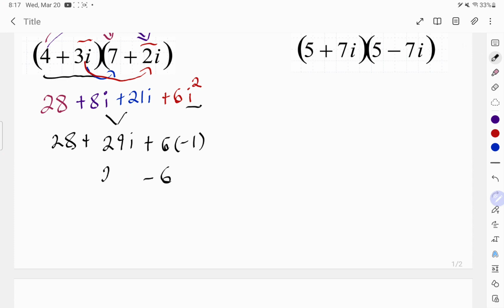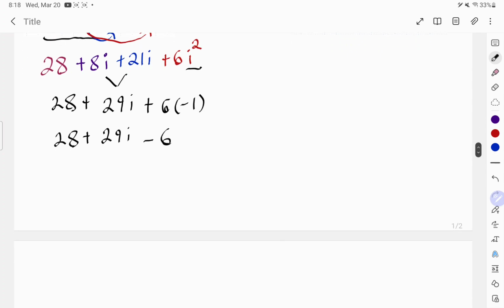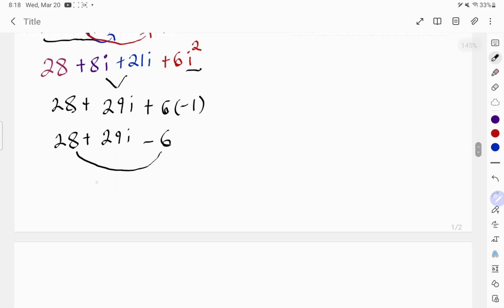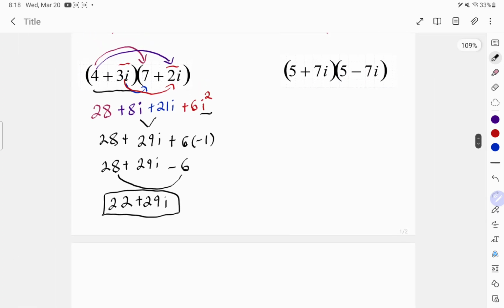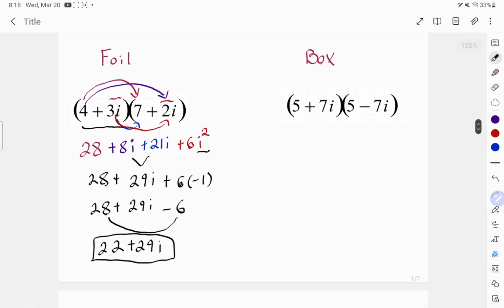So let me go ahead and write it. Bring everything else down. I like to show my work. That way you guys can see what I'm doing. Now we can combine two more. I can combine the 28 and the 6. So 28 minus 6 is going to be 22 plus 29i. And that is my answer for this one. Pretty easy, right? And that is how FOIL is going to work, okay? So follow the lines. It should help you out with that.